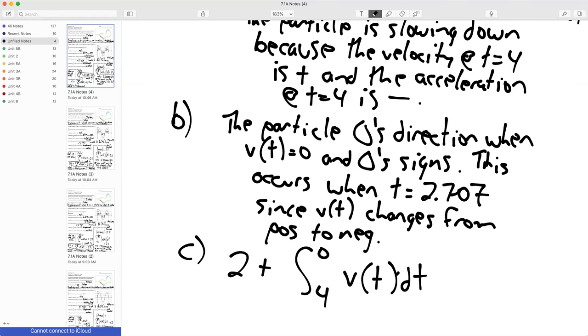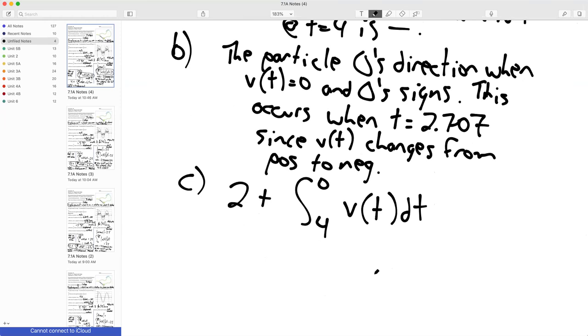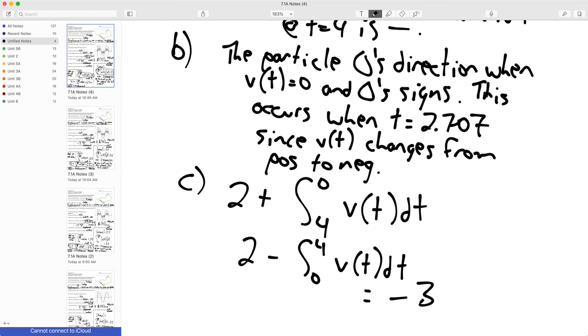I also notice that my bounds are out of order. So I can rewrite it and make it negative if I switch the bounds: 0 to 4, V of t dt. So put 2 minus the integral from 0 to 4 and plug in the equation there and crank out the answer. And you should get negative 3.815.